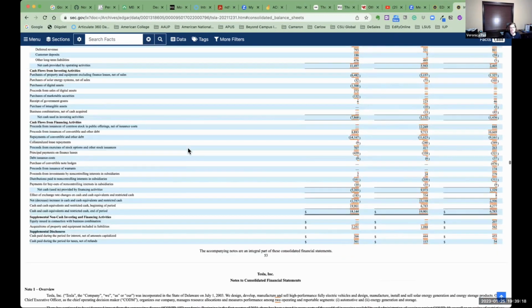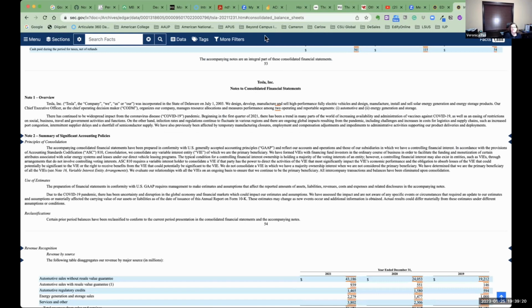And then you see the notes to the consolidated financial statements. Here, the overview is rarely there. Typically, the first note is the summary of significant accounting policies, but in this case, they had an overview. Excellent.